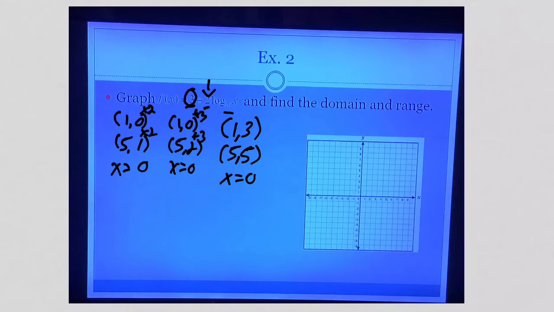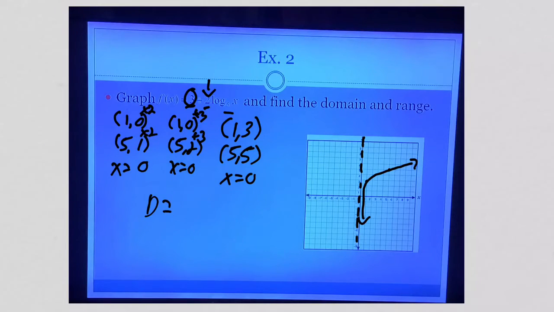So we're going to go ahead and graph these points. 1, 3, 5, 5, and the asymptote x equals 0, and we graph our log. So again, those 2 points show you which direction that your curve angles, and then we go vertical as we get closer to the asymptote.